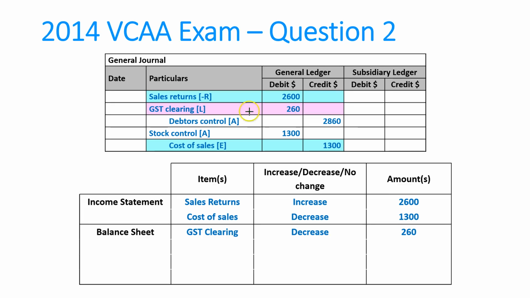We've then got debtors, which is an asset. It's going to be a credit, so that must mean it's decreasing. So we'll write debtors control decrease 2860. We've also got the last one, which is an asset called stock control. There's a debit, so that must mean it's going up. So we better put that in. And then it seems like we're done.